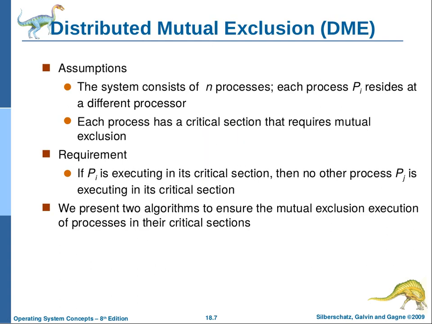And then we get a 3-letter acronym that they never use again. So distributed mutual exclusion, or maybe they do. This consists of n processes. Each process resides on a different processor. Each process has a critical section that requires mutual exclusion. If Pi is executing its critical section, no other process is executing its critical section. Does that make sense? If there's a critical section, only one process can be in it at a time, for all critical sections on all processes.